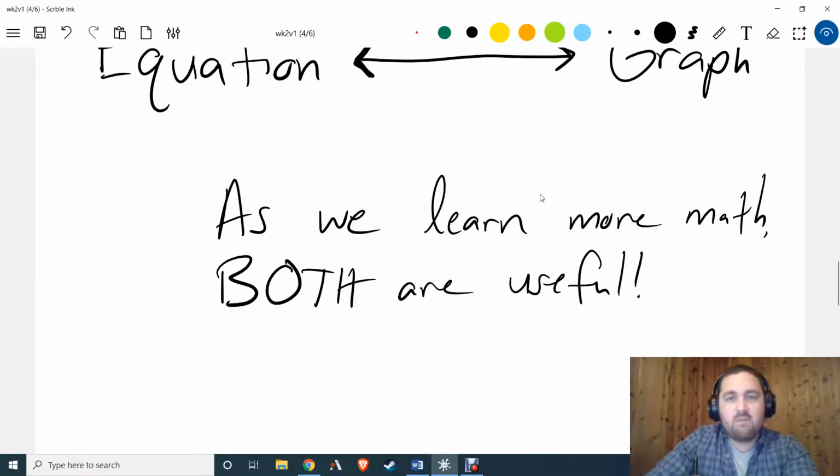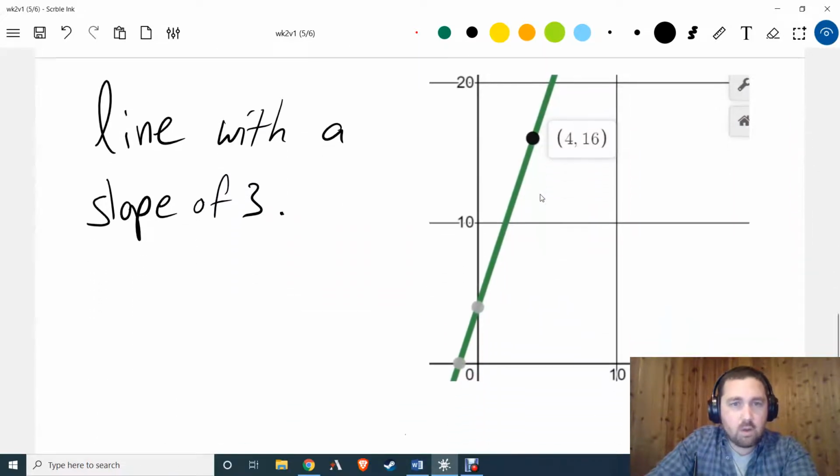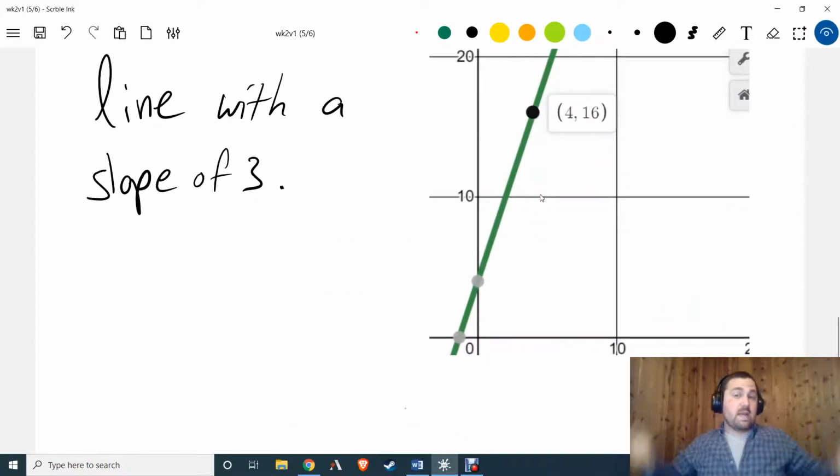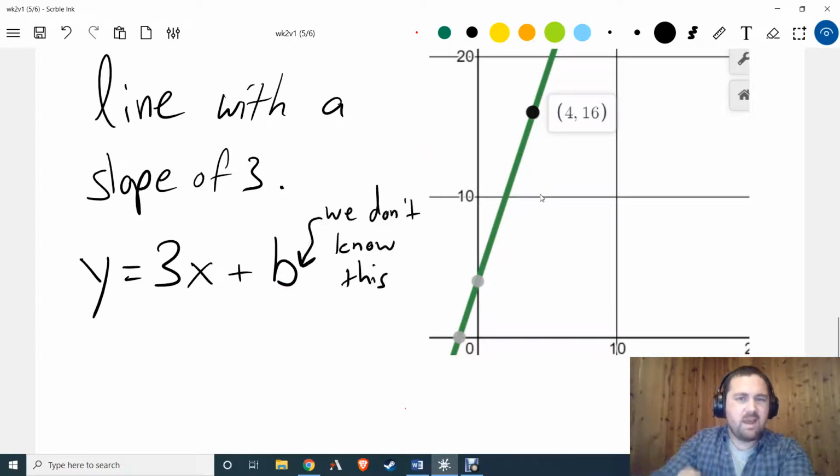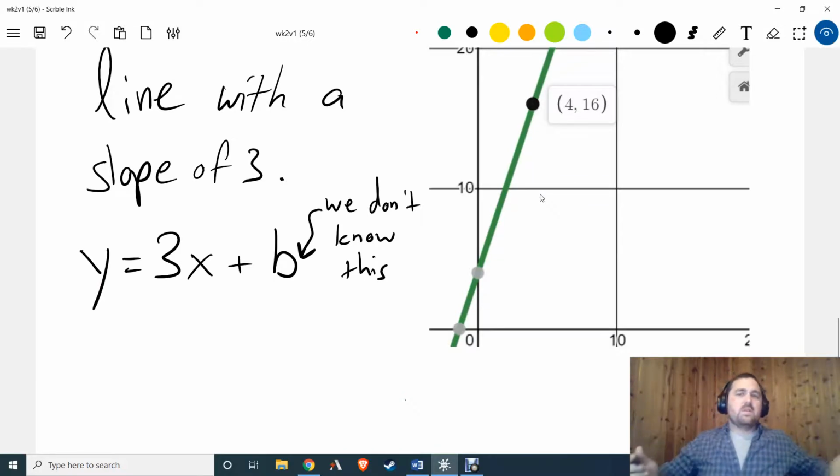Let's look at an example of what we're talking about. So let's say that we have some relation. We don't know necessarily what the relation is. We know what the line of the relation looks like. We know a point on the line of the relation. And we know that this is a line with a slope of 3. How do we find the equation representation of this relation? Well, knowing it's a slope of 3 gives us some info. We know this should be y equals 3x plus b. We don't know what this b value is. That's why it's a variable right now. We don't know it. So what do?